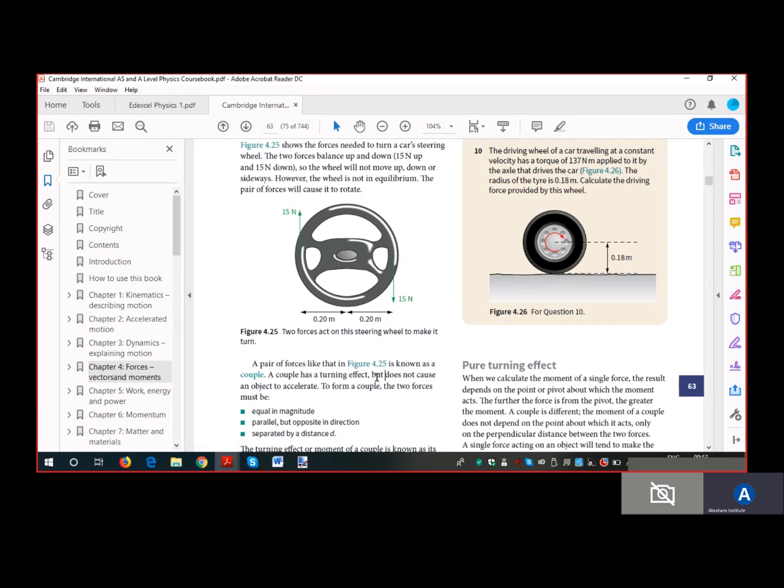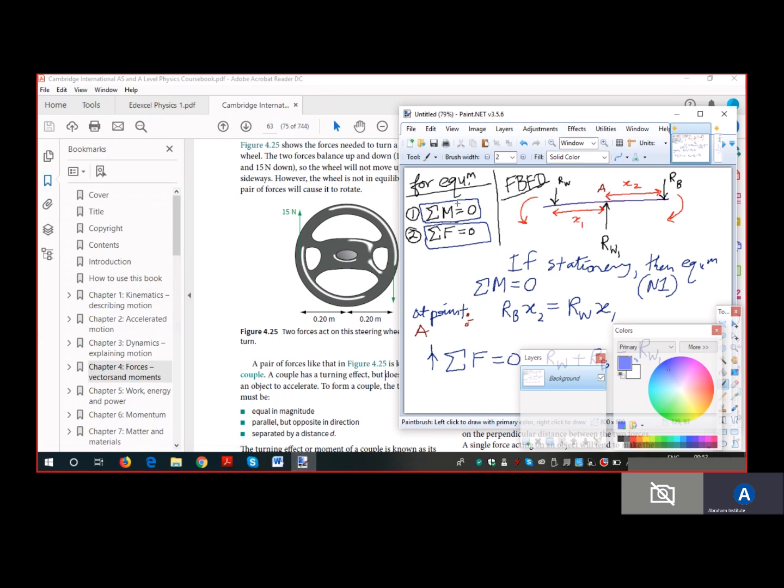Okay, so another point here. A couple has a turning effect but does not cause an object to accelerate. Why? Because if it is to accelerate, there has to be a resultant force. If you look at this, you can see the total upward forces is equal to the total downward forces. Okay, the two conditions for equilibrium: the resultant moment has to be 0 and the resultant force has to be 0. But over here, in this example of the couple, the resultant moment is not 0, but the resultant force is 0. Do you see that?